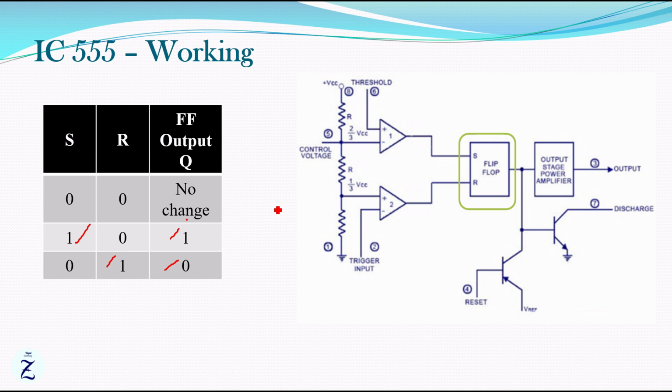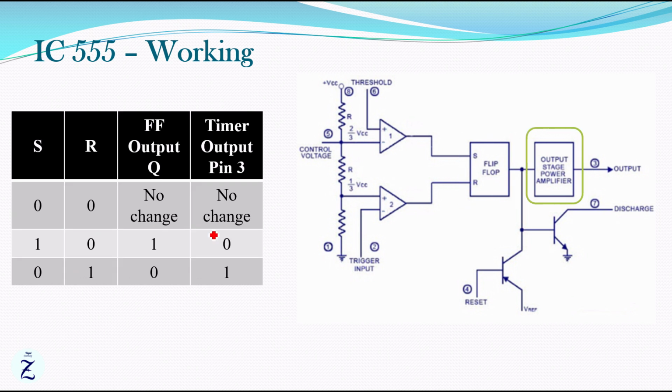This flip-flop output is connected to the next stage, which is a power amplifier that acts as an inverter. It will produce an inverted version of the flip-flop output. That is, whenever the flip-flop output is high, it will produce a low output, and when the flip-flop output is low, it will produce a high output. This output is taken as the IC555 output at the third pin.